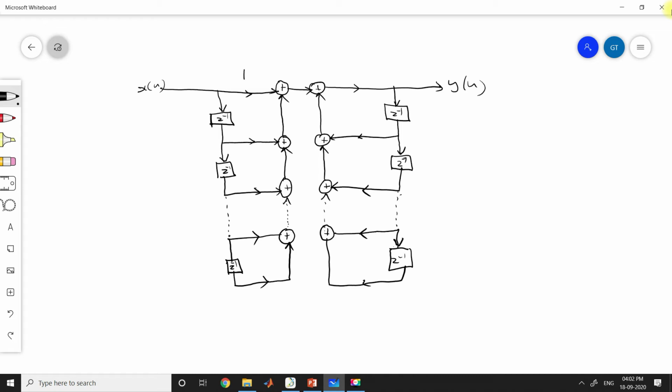Here we have the coefficient of x, b0. Here it is b1, here it is b2, etc. Here it is bm minus 1, here it is bm. This is a0, and a0 is always 1. Here you can see the arrow mark of a0 is to the right, whereas all the other b's are in the opposite direction, that is towards the left. So this is minus a1, this is minus a2, this is minus an minus 1, this is minus an. So this is the realization of the direct form 1 structure.